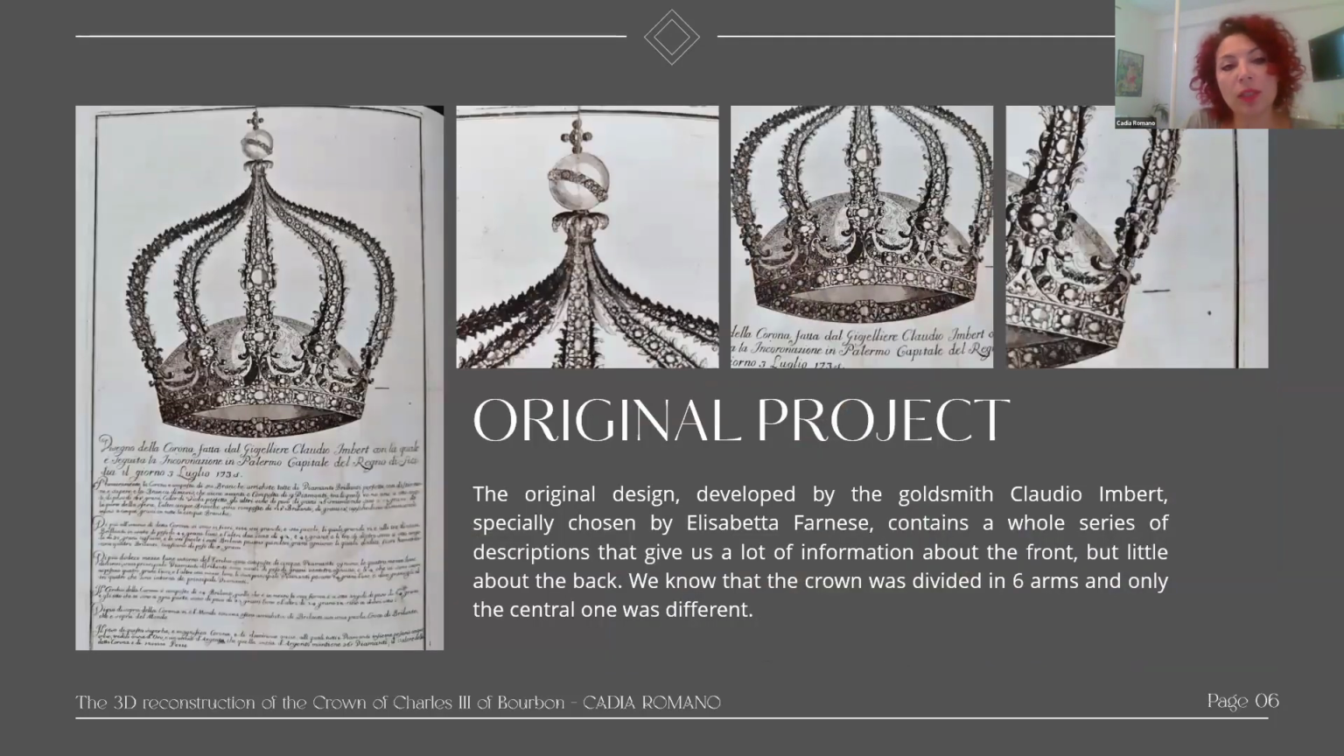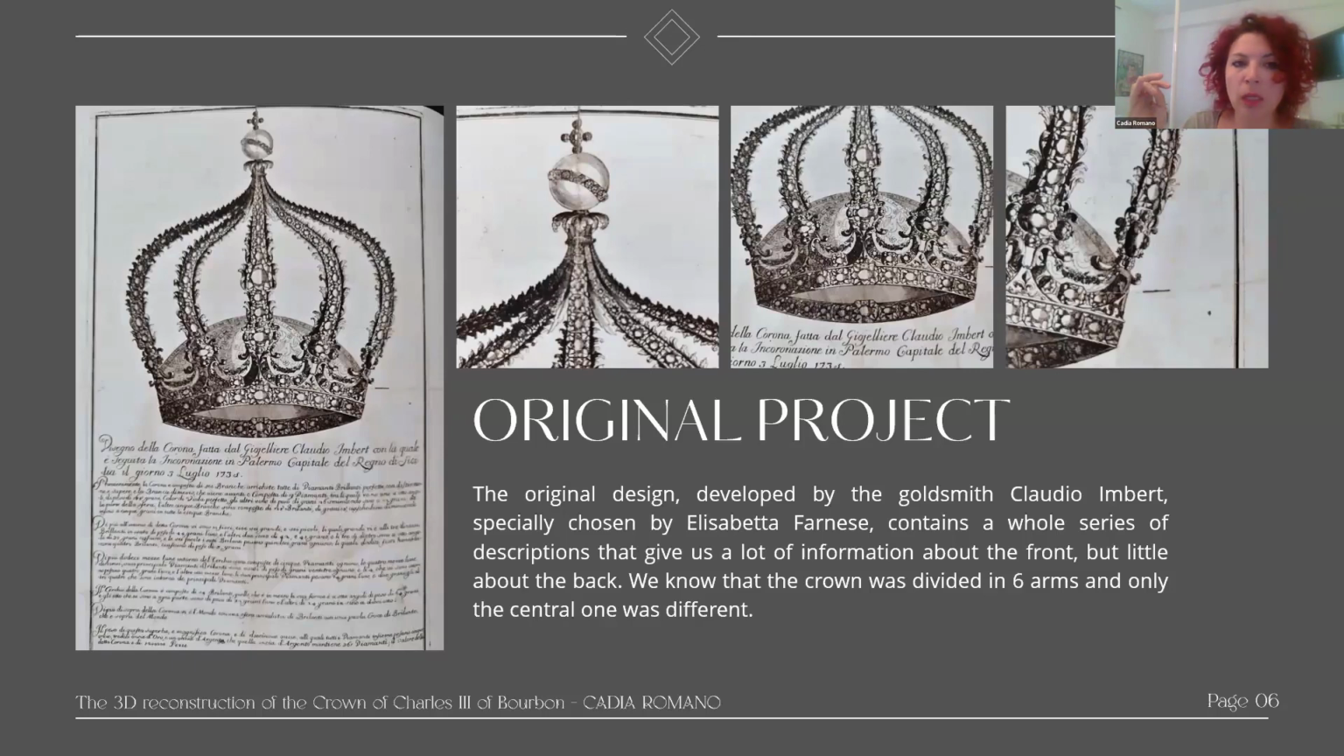But in Naples, in the Archivio di Stato, Professor Paolillo found this important document about the goldsmith Claudio Imbert, the goldsmith that made the whole crown. He did the original design, and this goldsmith was chosen by Elisabetta Farnese because she knew his brother, a famous French engraver, and chose Claudio Imbert. In this document, we can find a lot of information about all the elements that we can have in the front of the crown, but it is not completely full of information about the back of the crown, and this is very strange.